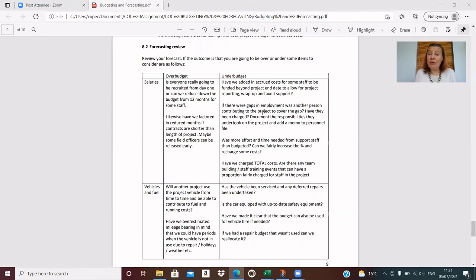And finally, have we charged total costs? Remember the salary calculator that we've looked at? Have we charged everything, including all the allowances, the insurances, etc.? Were there any exam fees, team building events, where we think actually these were an essential part of the staff members' performance and execution on this project, and so we could charge those if we had some budget remaining.